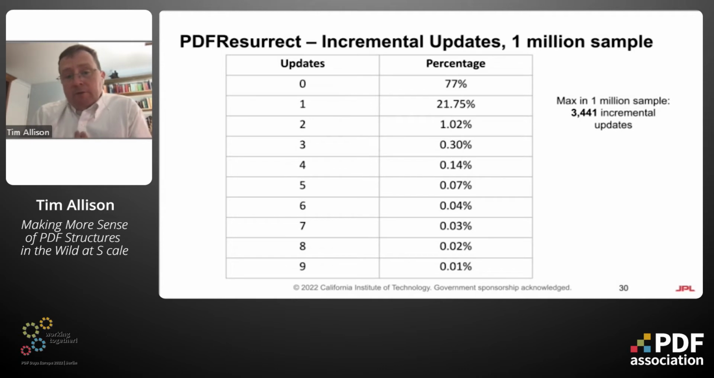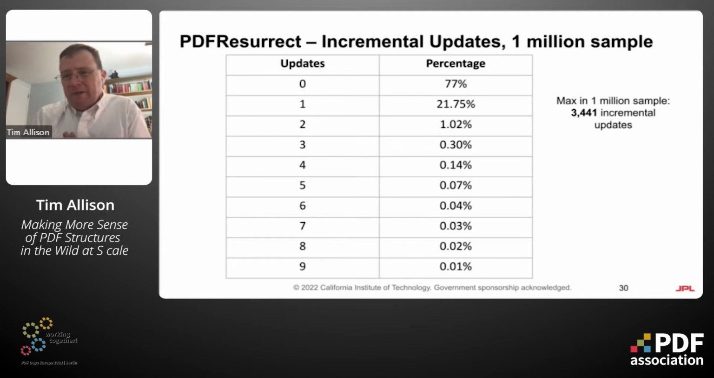We were interested in how many of the files had incremental updates. So we used PDFResurrect for that. It's not perfect, but it's pretty good. We didn't finish the run of PDFResurrect. We just did a sample of 1 million files for this data. Roughly a little bit more than 20% of the files have at least one update.